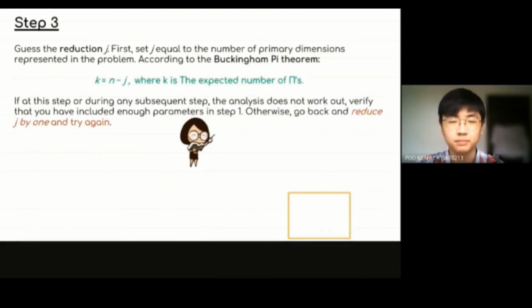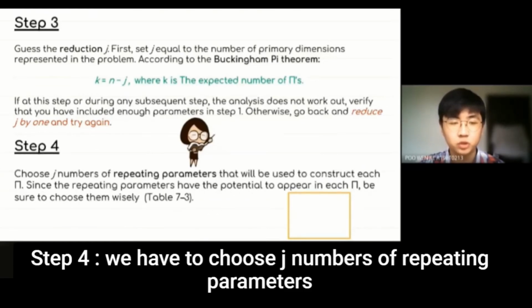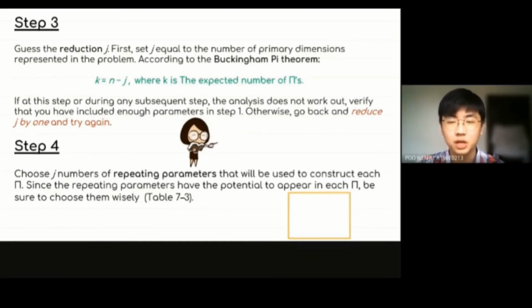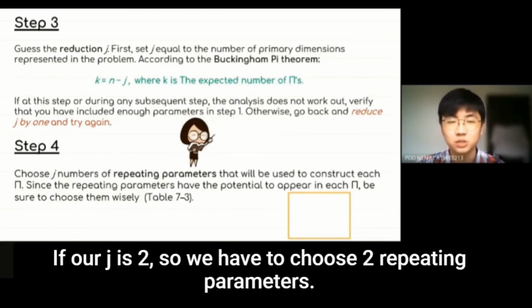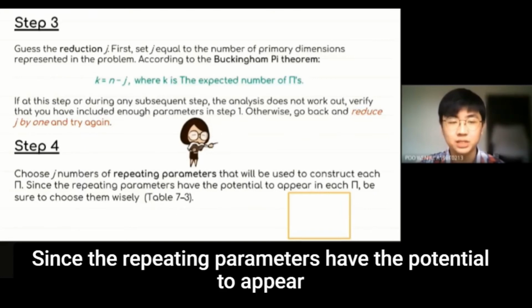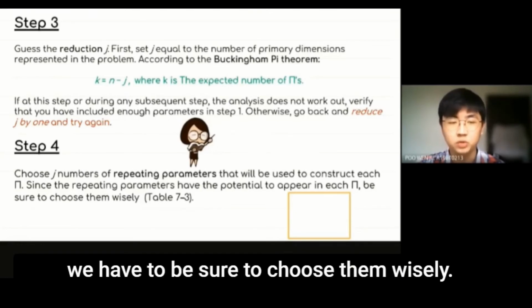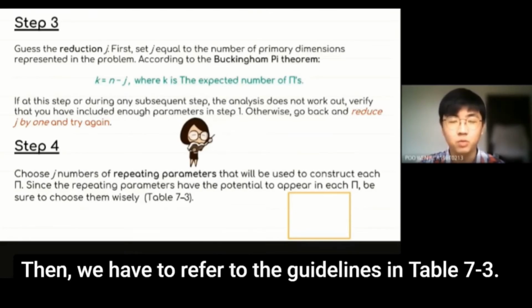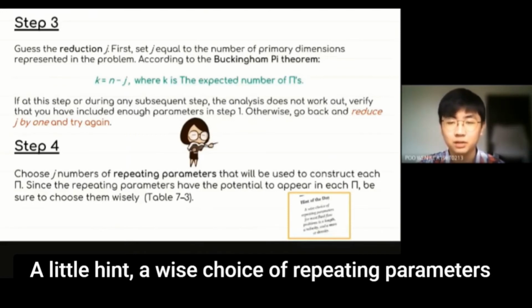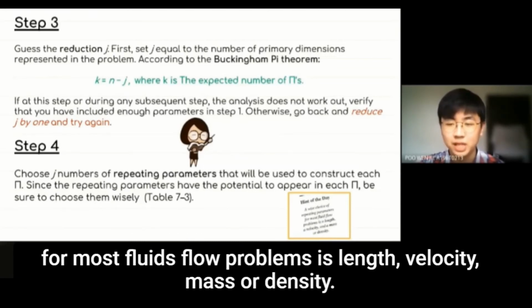Step 4. We have to choose j number of repeating parameters that will be used to construct each pi. For example, if our j is 2, we have to choose 2 repeating parameters. Since the repeating parameters have the potential to appear in each pi, we have to be sure to choose them wisely. Then we have to refer to the guidelines in table 7.3. A little hint, a wise choice of repeating parameters for most fluid problems is length, velocity, mass, or density.